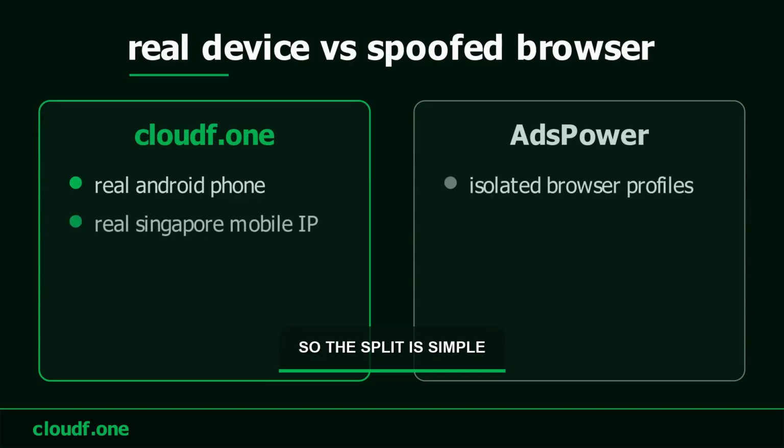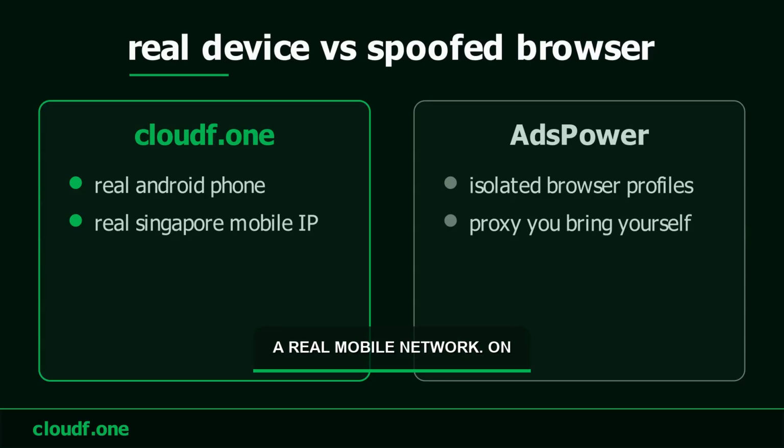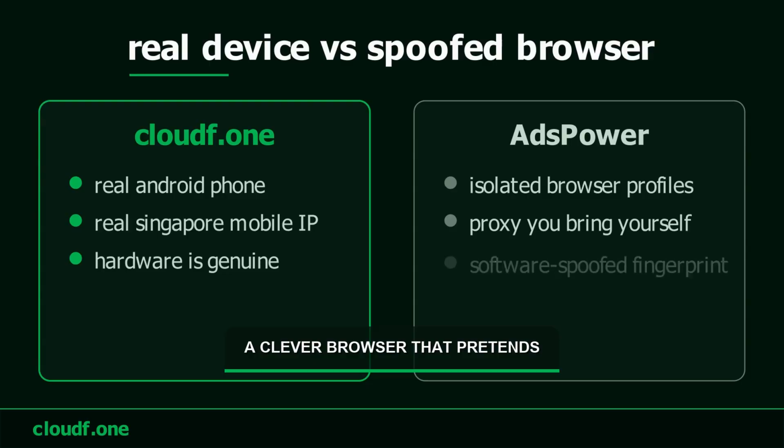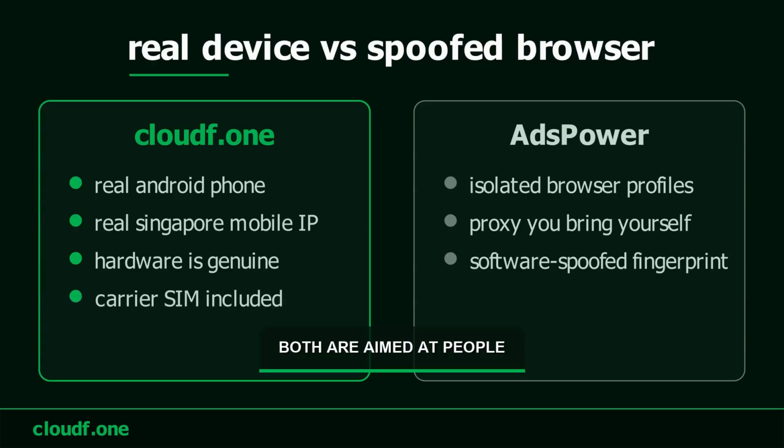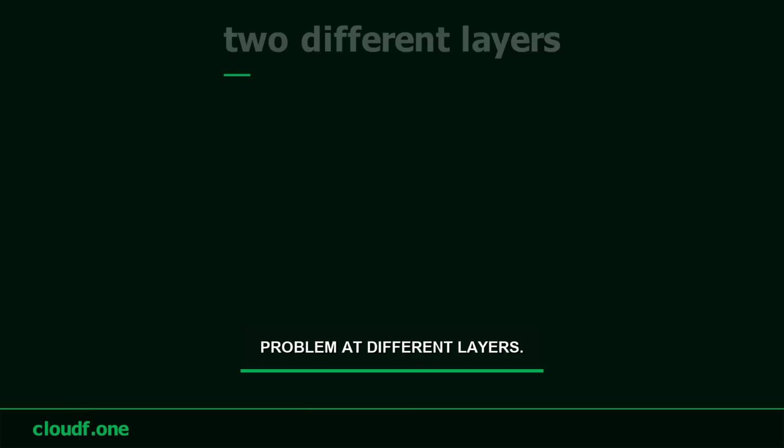So the split is simple to say and important to understand. On one side, you have a real mobile device on a real mobile network. On the other side, you have a clever browser that pretends to be many different computers. Both are aimed at people running lots of accounts, which is why they get compared. But they are solving the problem at different layers.